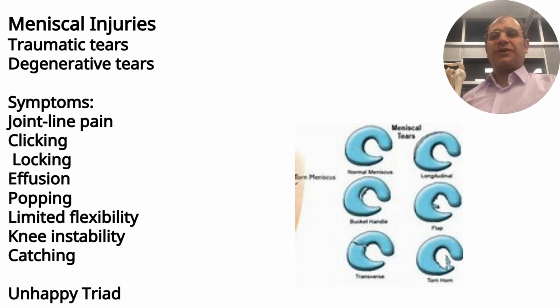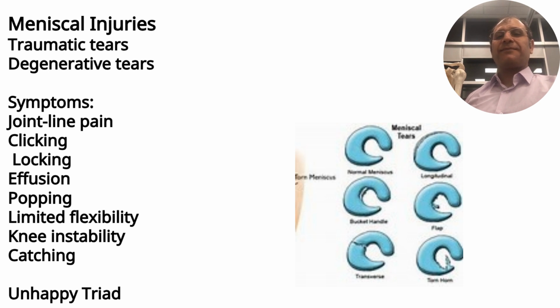Symptoms include joint line pain, clicking, locking, effusion, popping, knee instability, and limited flexibility. Catching: patients often describe catching as a transient sensation that does not require manual correction. This symptom is more commonly associated with extensor mechanism disorders, e.g., patellar maltracking, or small meniscal tears.